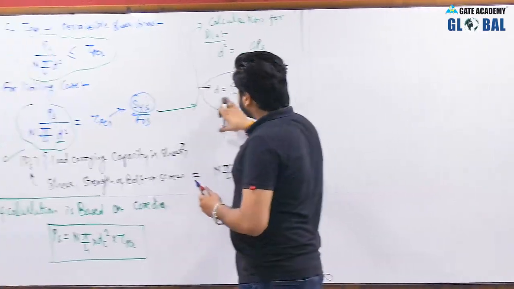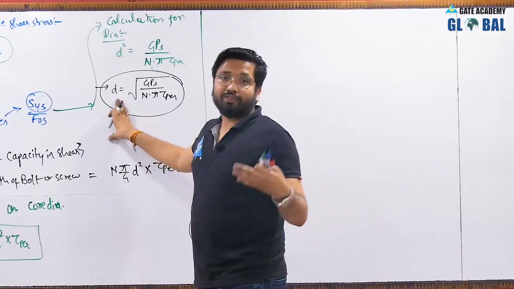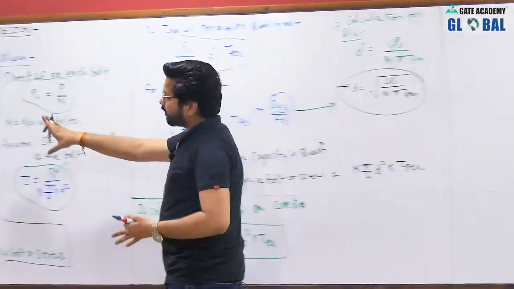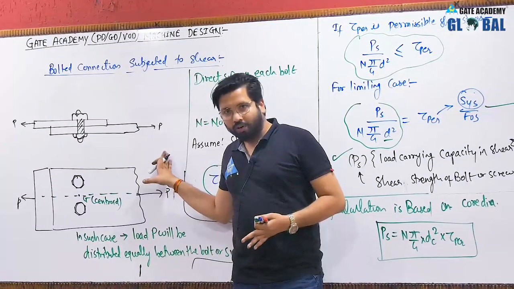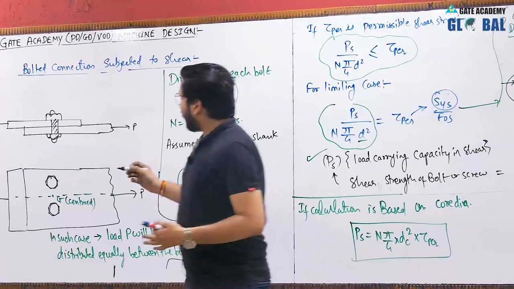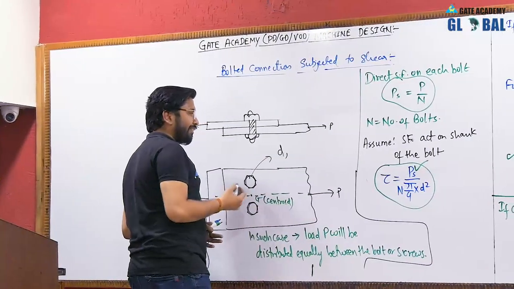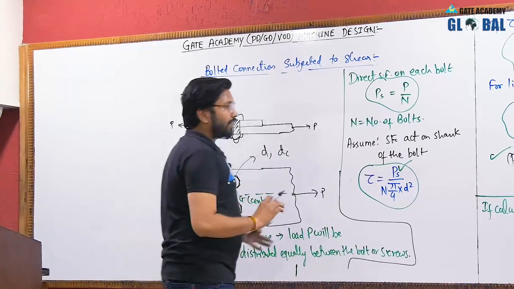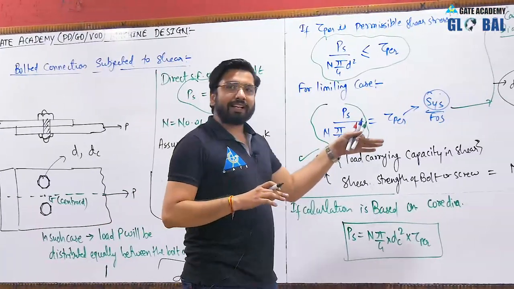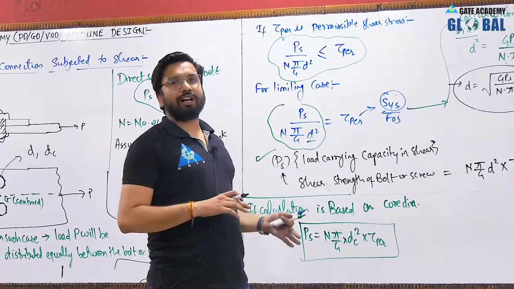So this is the condition through which we can calculate the diameter, that is the size of the bolt, if the load acting on the joint is given in the problem. And if the load acting on the joint is not given in the problem, and let us say the bolt is given, that is the nominal diameter or the core diameter is given, then using the same equation we can calculate the load carrying capacity of the connection.